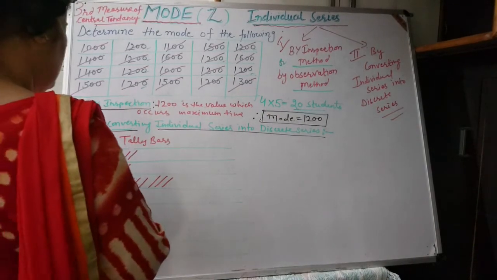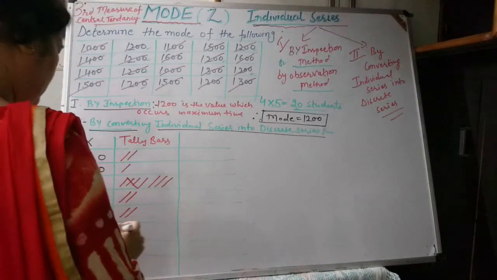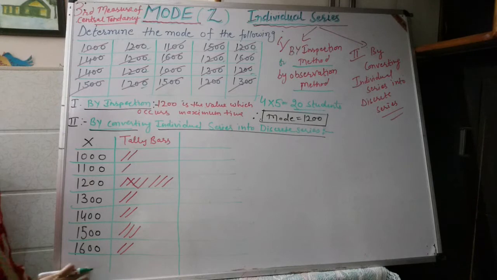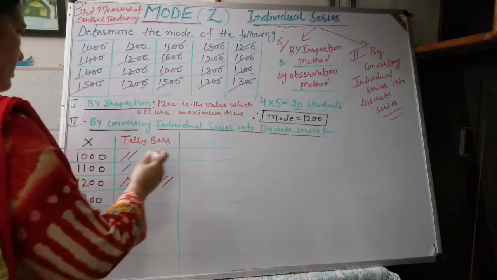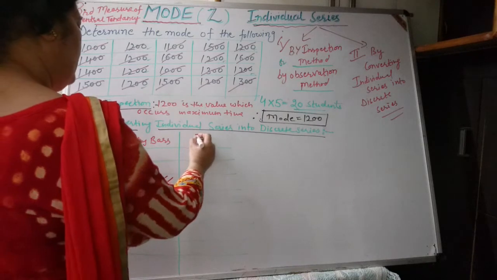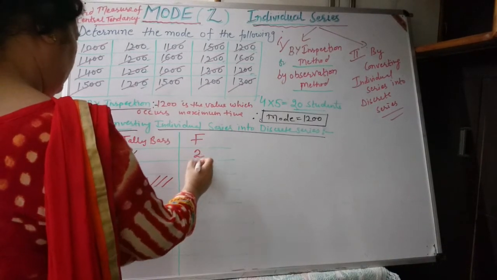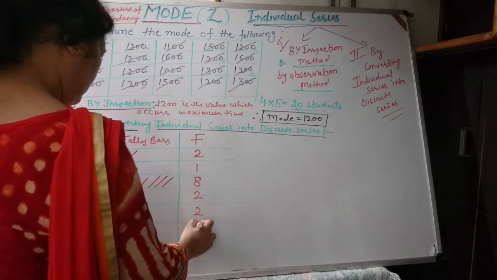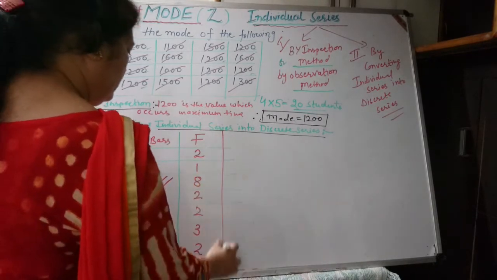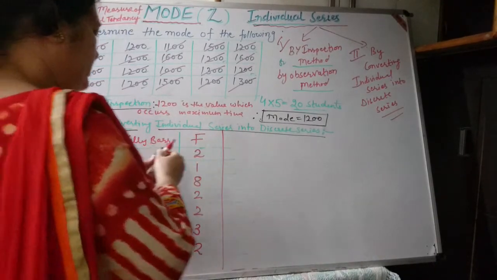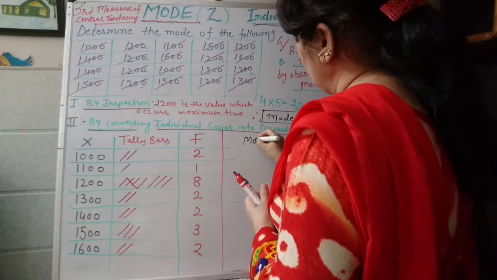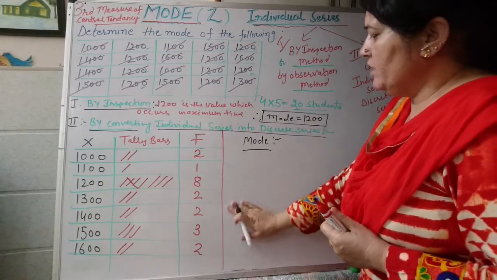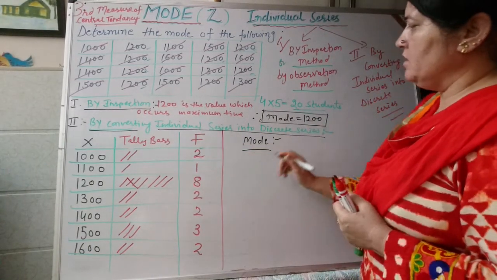Now let us calculate all these, and 1700 value is not given, so we will remove this item. So the frequency will be 2, 1, 8, 2, 2, 3, 2. Mode is the value. I am writing down here how we can calculate mode by the second method, in which we have converted this individual series into discrete series.